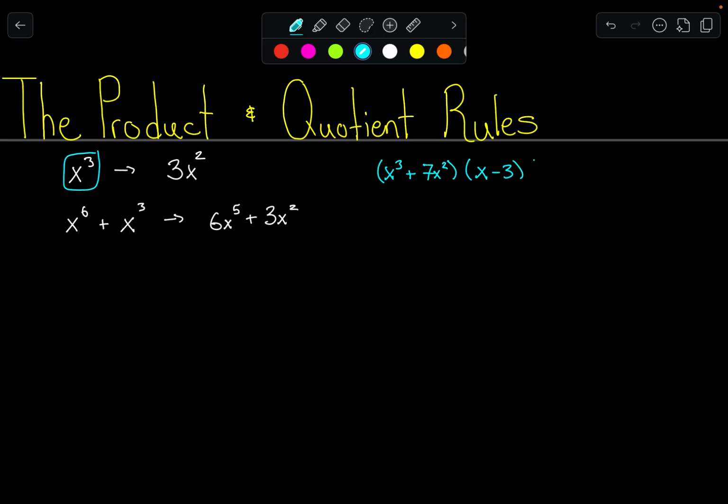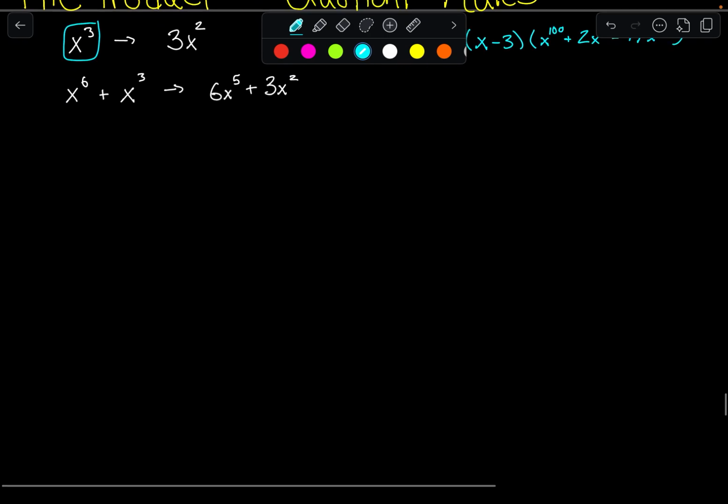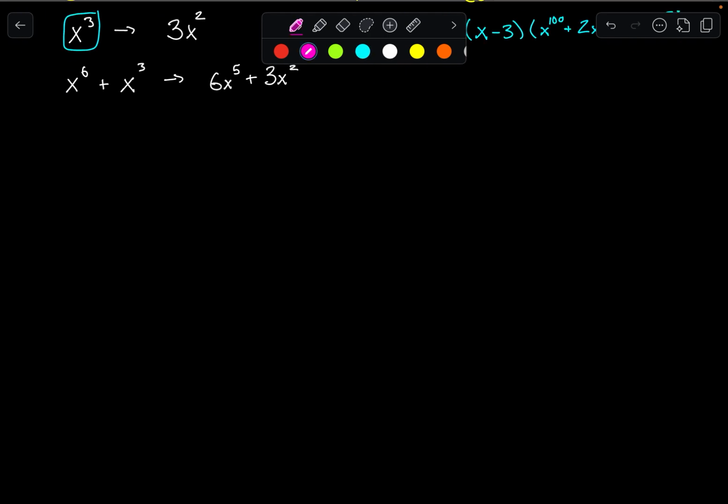What happens if I tack on even more terms, and I have x to the 100th plus 2x cubed minus 17x to the negative 3 or something like that? What happens when I have a product of functions? How do we tackle this? And so just to keep it simple, I'm just going to write down a little bit of theory real quick.